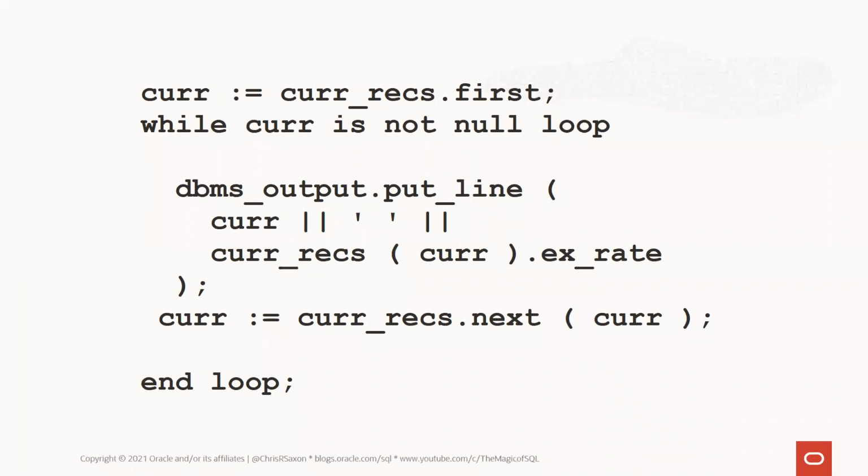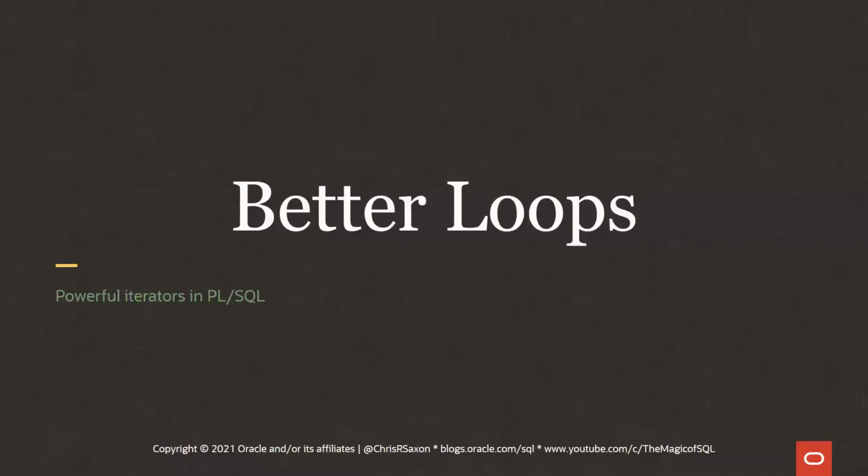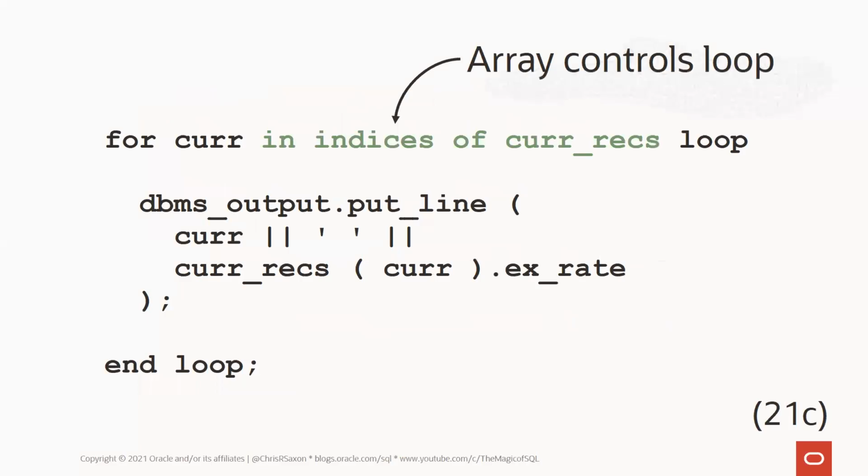Well, this is where the new looping improvements come in. So rather than having to write that while loop, we can actually use the array as the driving values for the index. So you can see here for indices of, so that means GBP, CHF, EUR, that kind of thing. Those are the index values. We can also do for values in. So if you're familiar with forall, which has the indices of and values of clauses, very, very similar.